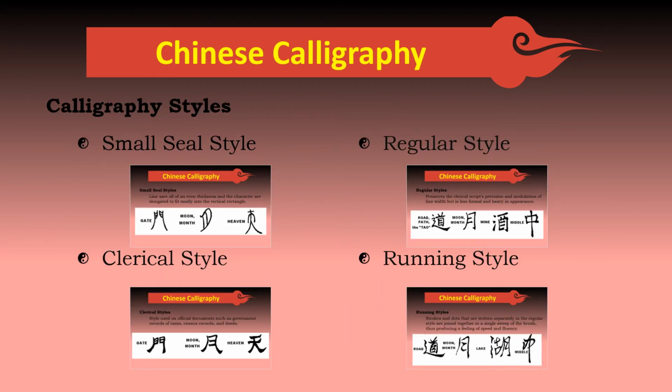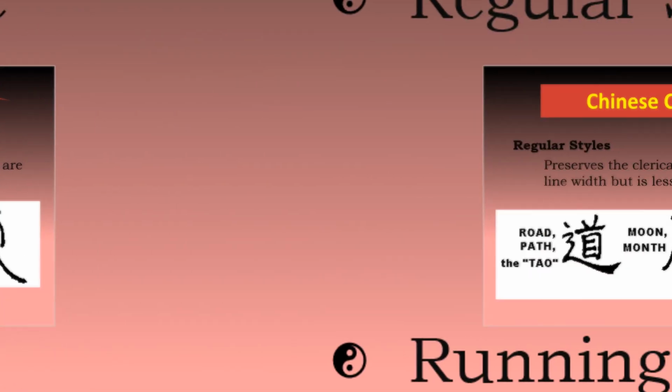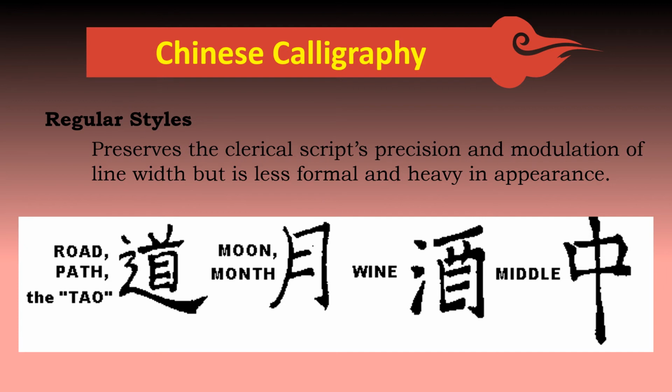Chinese calligraphy styles: small seal style, clerical style, regular style, running style. In the small seal style, the lines are all of an even thickness and the characters are elongated to fit neatly into the vertical rectangle. The regular style preserves the clerical script's precision and modulation of line width but is less formal and heavy in appearance.